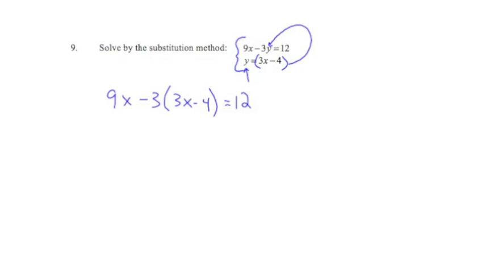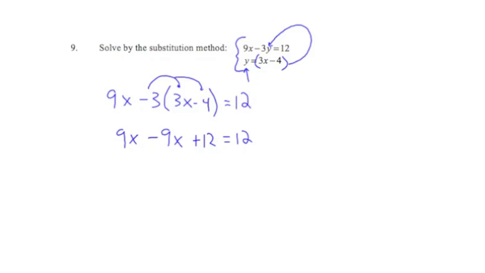And now again, I have an equation that has just one variable, and I can go ahead and solve this equation just like I've always solved our equations. So I would first distribute the negative 3. So let's see, I'd have 9x, then minus 9x plus 12 equals 12.